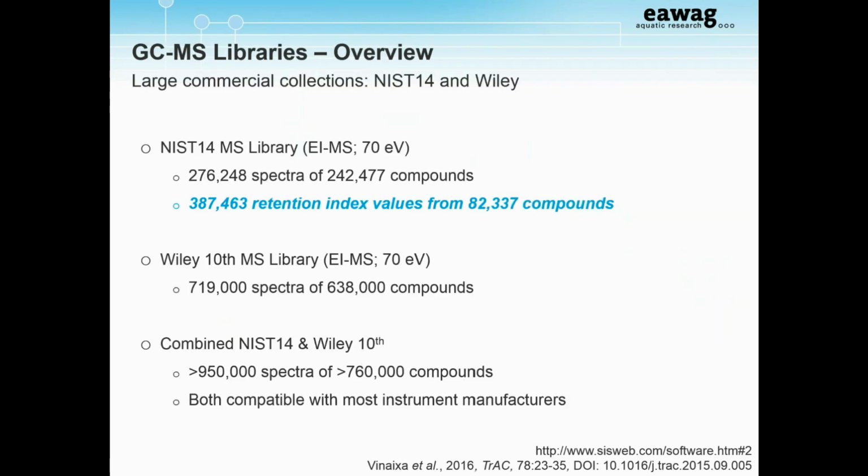So we have some really large commercial collections. This is like what I was mentioning earlier. EIMS has been very well established for many decades now, and this has given us plenty of time to grow large libraries. NIST 14, the library I've mentioned a lot so far, has over 270,000 spectra of 242,000 compounds. What NIST also has are retention index values that will help you confirm based on chromatographic information. They have around 380,000 retention index values of 82,000 compounds in their library. And they also have the associated software to help you match retention indices with what you've actually measured.